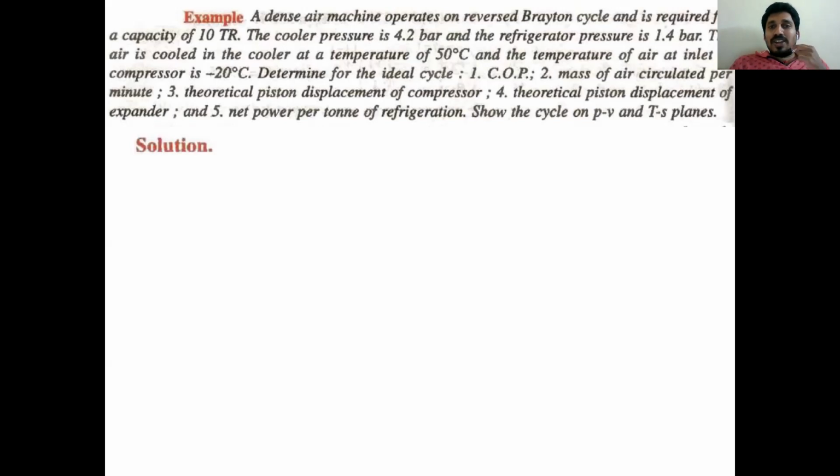So determine for the ideal cycle, 5 objectives were given. Read all of those 5 objectives. First one is COP. We need to calculate COP. The second one is mass of air circulated per minute throughout the system. How much air is passing through each and every part. We have 4 parts. The total mass will always be constant for every part.